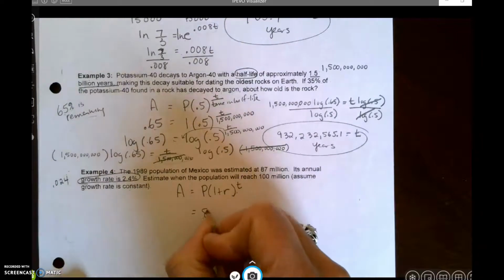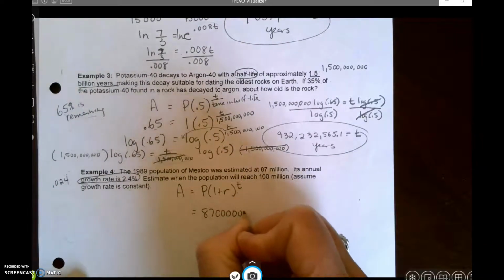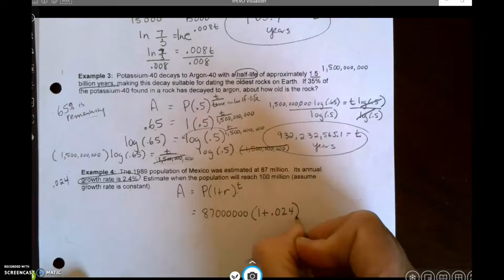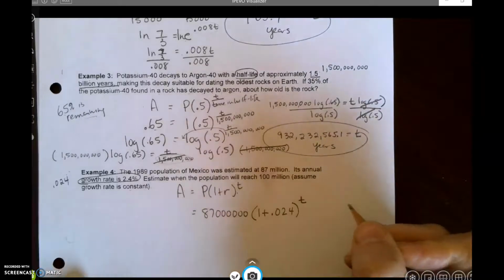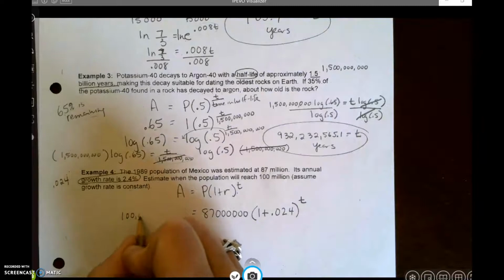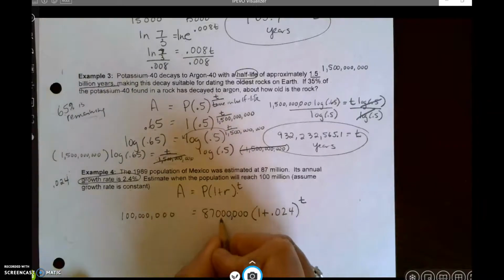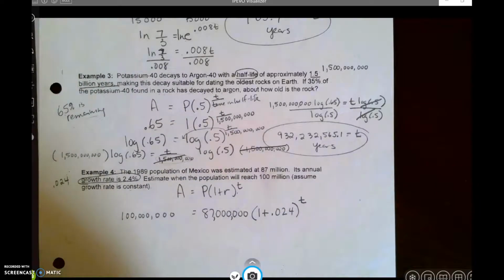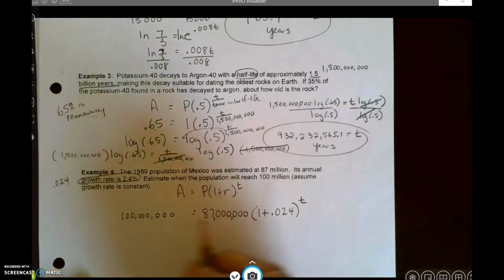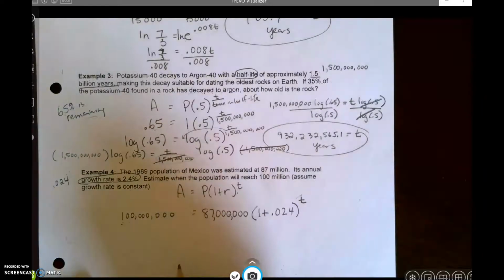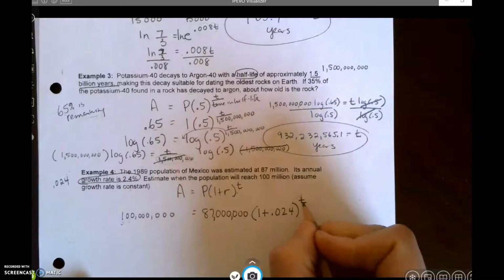So I know that I have 87 million. 1 plus 0.024. I don't know the t. And I know that I want 100 million. All right, so I'm going to need to divide both sides by, oh, I can't, because it's being multiplied there. So I'm going to need to take the log of both sides. I'm going to have to do that right now.